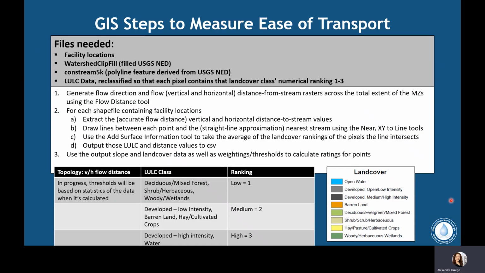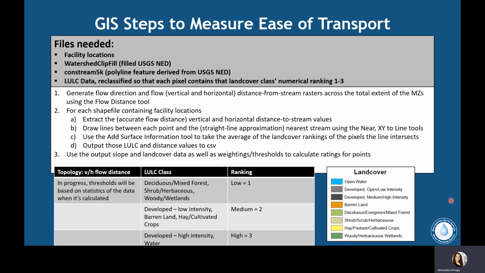Next, we discuss ease of transport. This is simulating how easy it would be for the contaminant to reach surface waters if a pollution event were to occur. So it was calculated by taking the average of the determined ranking values for distance from surface water, so we just saw that, slope, and land use land cover, or LULC, for each point source facility.